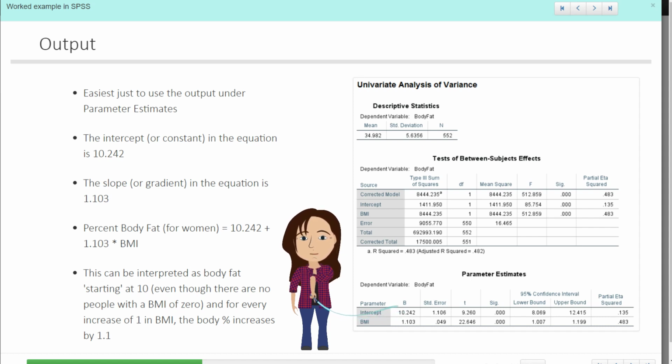So if we wanted to write this equation out, we would say body fat is equal to about 10 plus 1.1 times the BMI. So for every 1% increase in BMI, we're getting around a 1.1 increase in body fat percentage. And both of these parts of the equation are significantly different from 0, is what that is telling us. And you can see that's been done with a t-test.